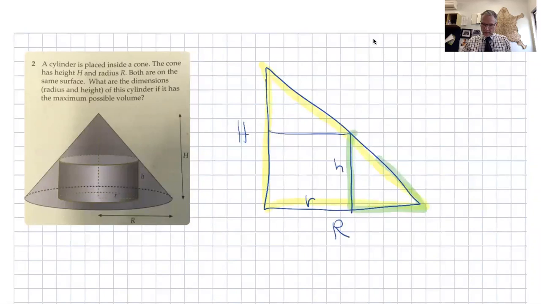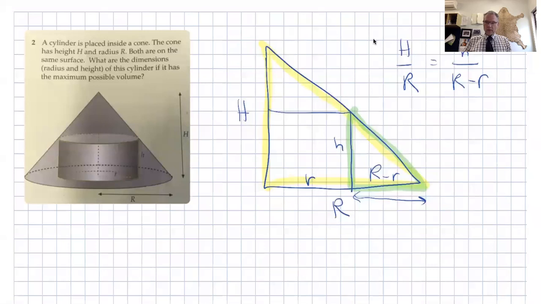and this one, then they are similar triangles. So we have the height of the smaller triangles, and then this distance here is actually R minus little r. So the relationship then is h over r is equal to H over R minus little r. And that's kind of useful. We'll just hang on to that.